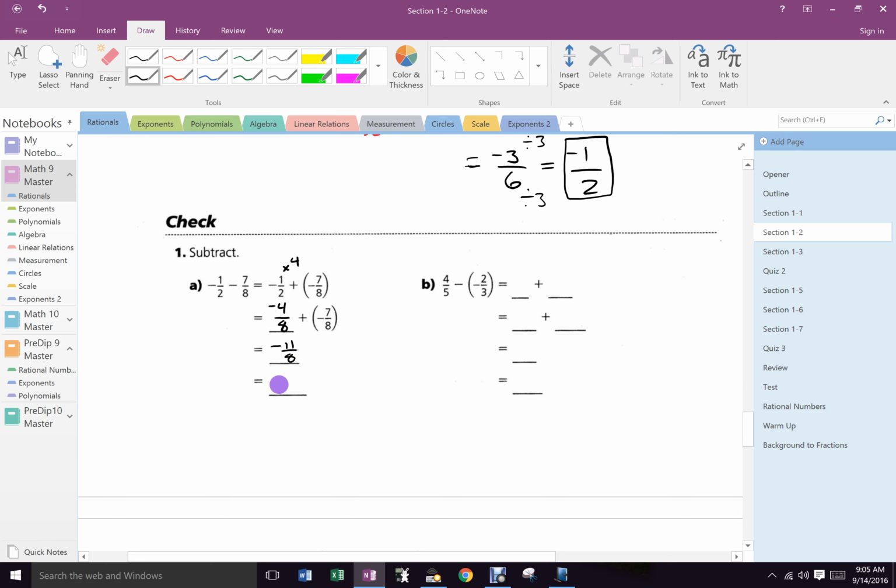Then why do I have another blank here? Because I can simplify it one more time, can't I? How many eighths fit into 11? 1, so it's negative 1 with how many 8s left over? 3.